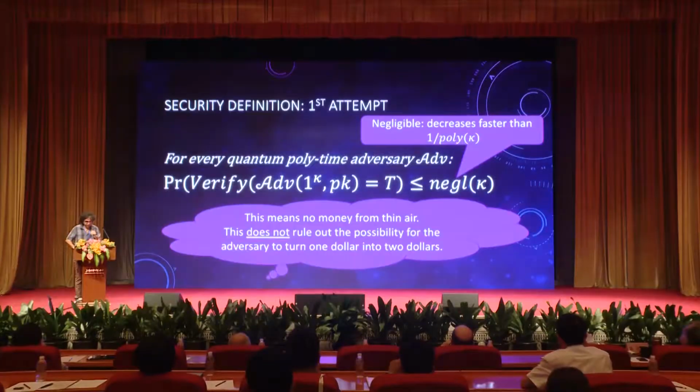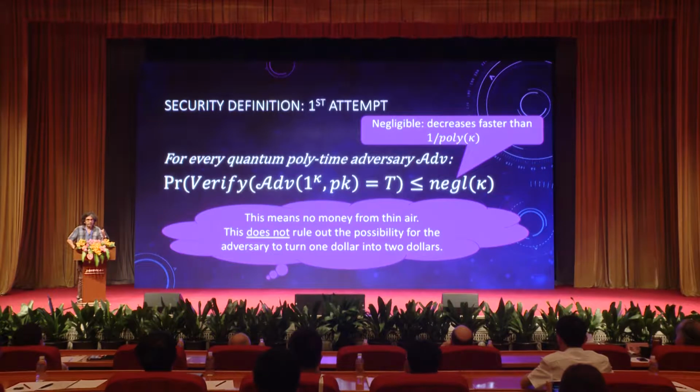So the bigger the security parameter is, the harder it is for the adversary to break your scheme. That's why it's useful. And the probability that the adversary would be able to pass this verification test when he doesn't have any money should be negligible. So this means that the adversary cannot create money from thin air, right? And negligible means that it's a function that decreases faster than 1 over polynomial.